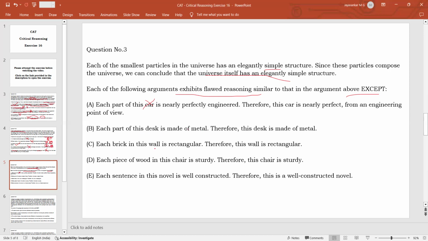Option C, each brick is rectangular, so therefore the wall should be rectangular. So this has the same flaw, because the brick can be rectangular, but the wall need not be rectangular.